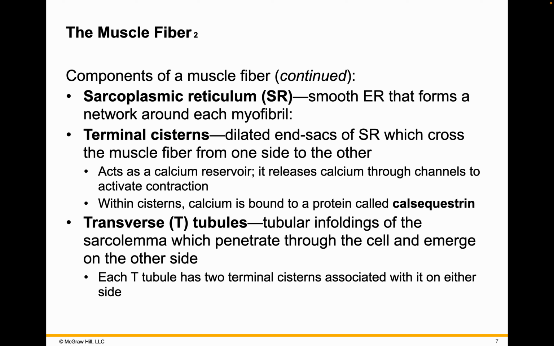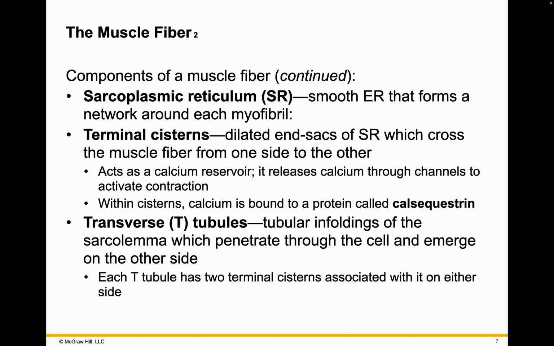They also have endoplasmic reticulum, and most of the endoplasmic reticulum in a muscle cell is smooth endoplasmic reticulum, and it's got a different function than it does in most cells. So we call it sarcoplasmic reticulum. And that sarcoplasmic reticulum also contains terminal cisterns, which are dilated sacs that cross the muscle fiber from one side to another. And the major purpose of the sarcoplasmic reticulum is to serve as a calcium reservoir.